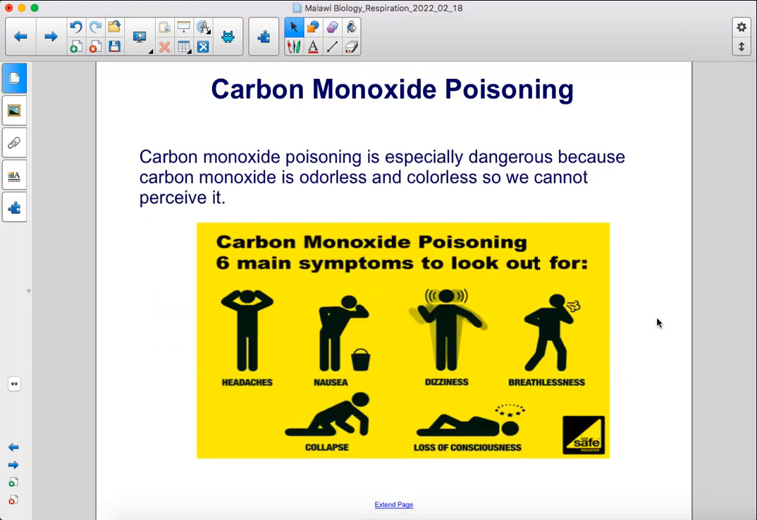Carbon monoxide poisoning is especially dangerous because carbon monoxide is odorless and colorless, so we cannot perceive it. Six main symptoms to look out for include headaches, nausea, dizziness, breathlessness, collapsing, and loss of consciousness.